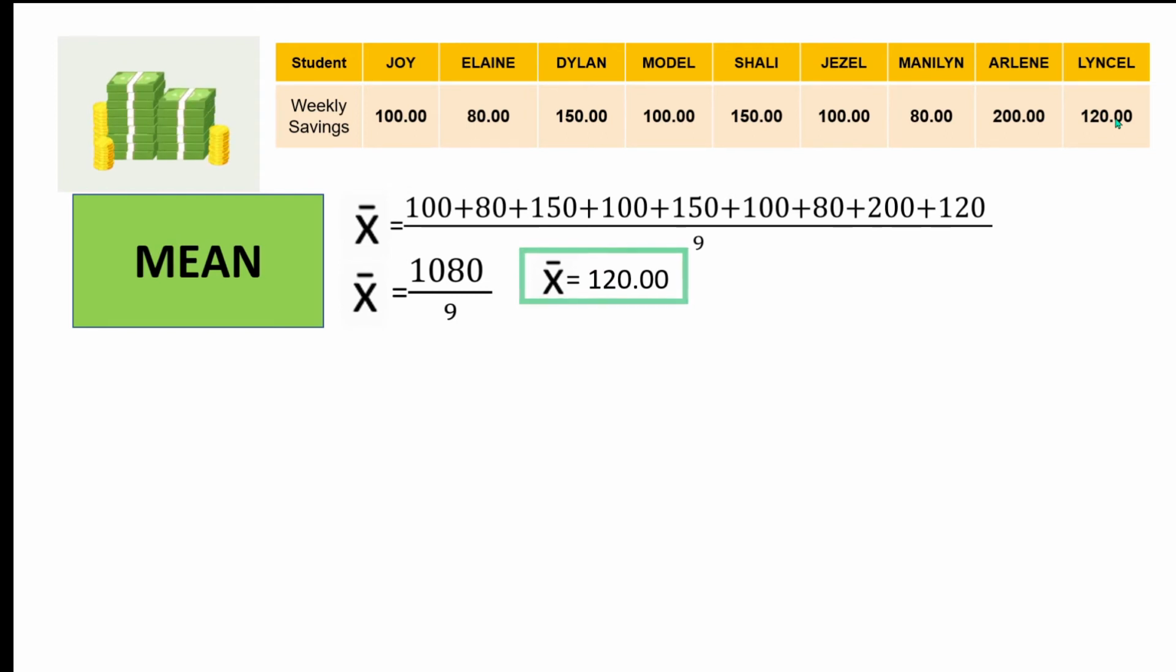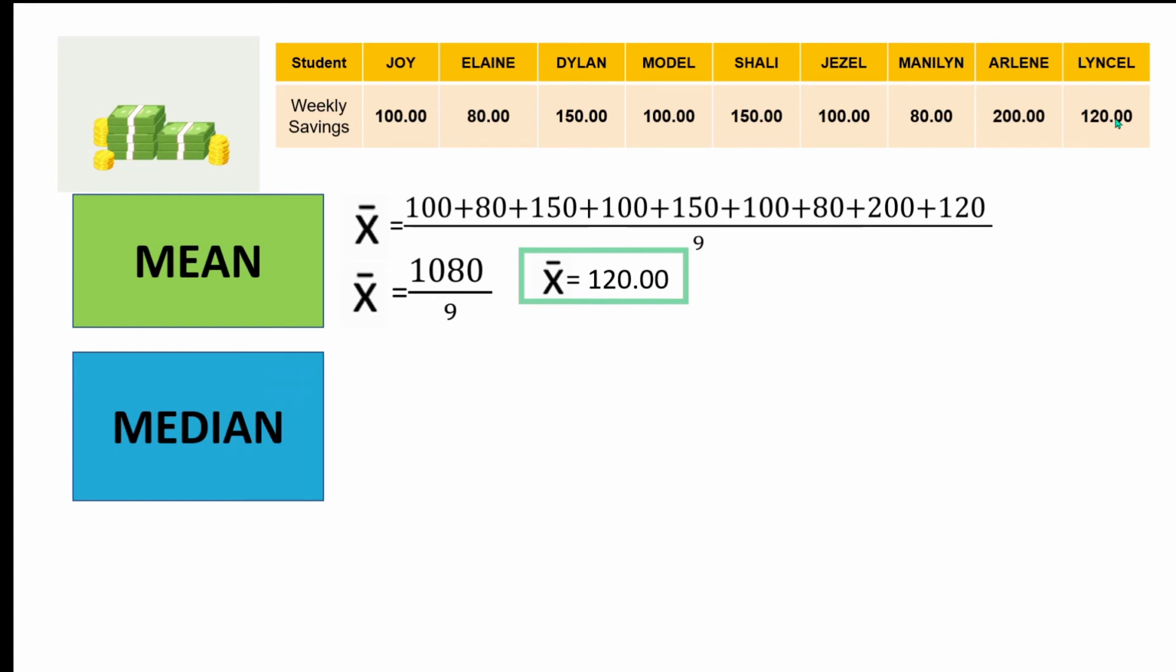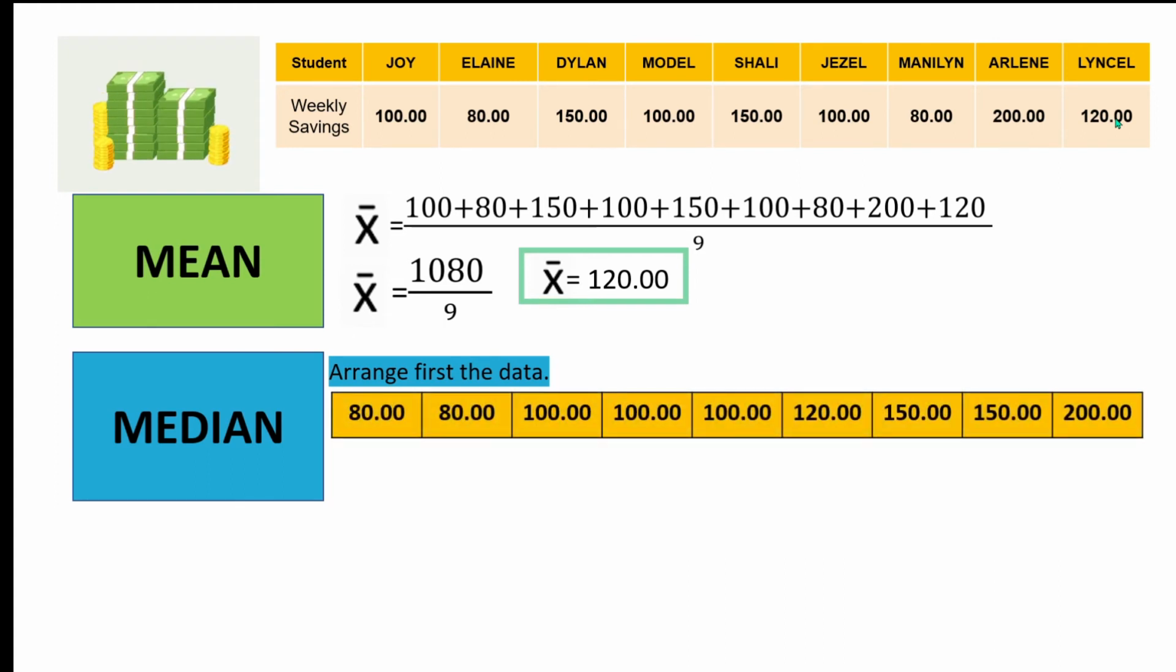So how will you locate the median of their weekly savings? That's right, arrange the data in ascending or descending order. So how much is the median? Correct, it is 100 pesos since it is in the middle position. Therefore, that is our median.